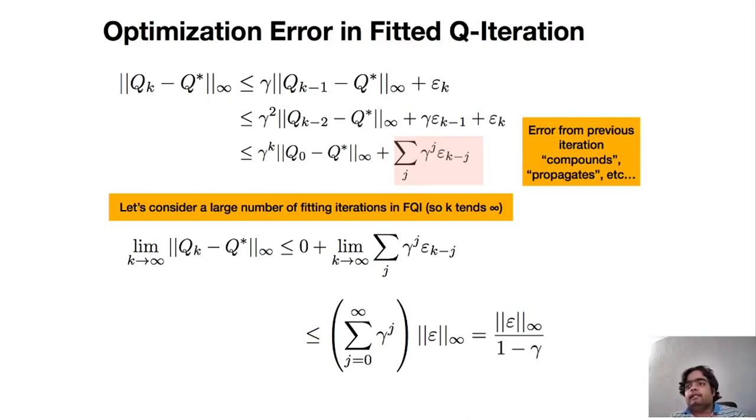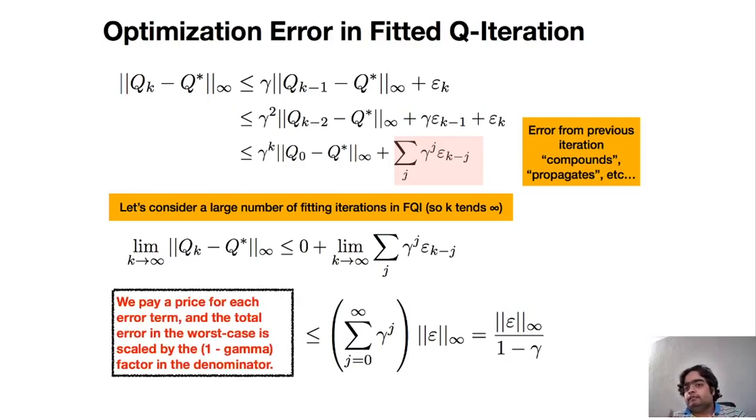Then what I can do is say that this summation is bounded by the sum over only gamma to the j's times the maximum allowable value for epsilon, which will give you, again using the geometric series formula, the infinity norm of epsilon divided by 1 minus gamma. So it's just saying that any Bellman error that you incurred is magnified by a factor of the horizon, which is 1 over 1 minus gamma, that you see here in the slide.